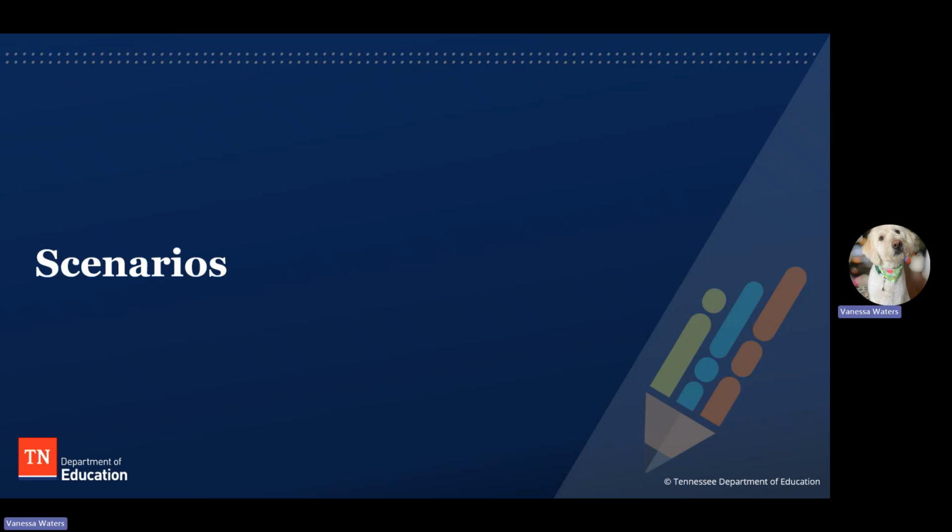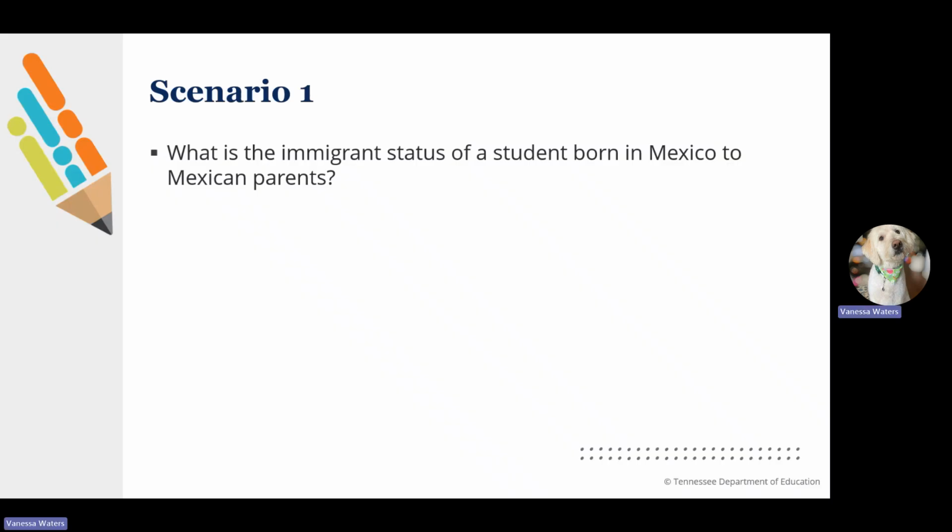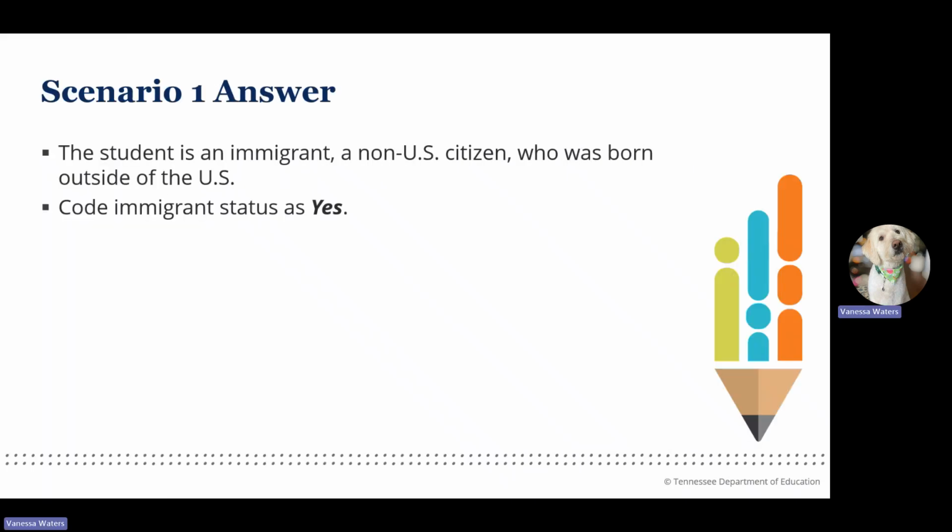All right, to better understand immigrant data collection, let's talk through a few scenarios. Scenario 1. What is the immigrant status of a student born in Mexico to Mexican parents? I'll give you just a second to think about that. The answer is the student is an immigrant, a non-U.S. citizen who was born outside of the U.S. Therefore, you would code the immigrant status as yes.